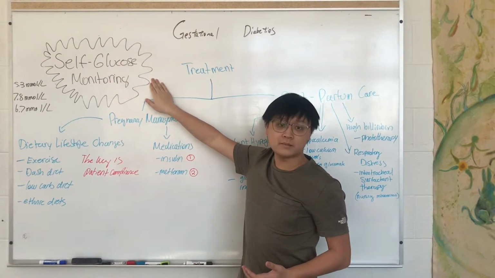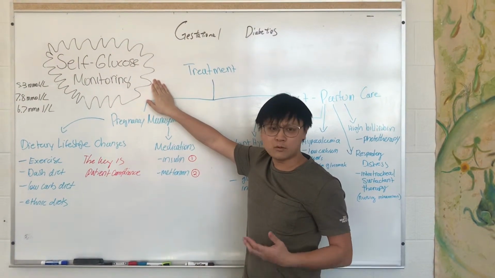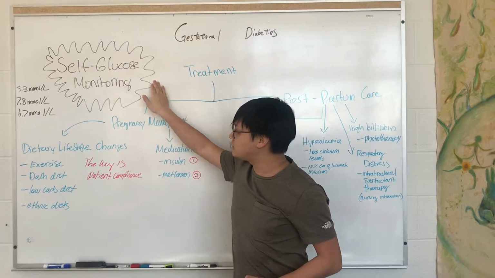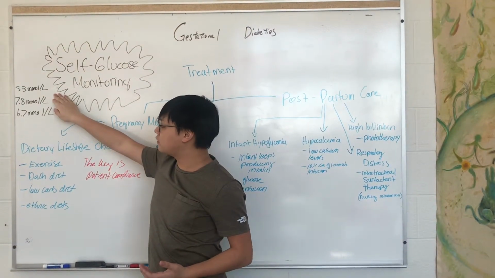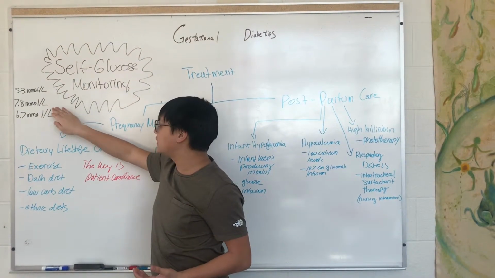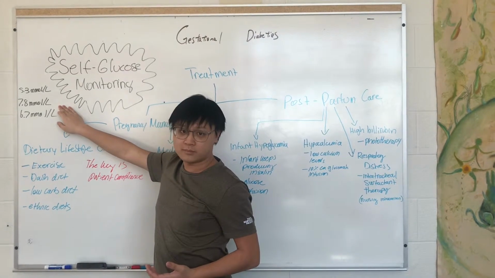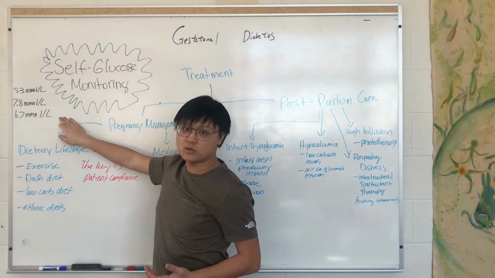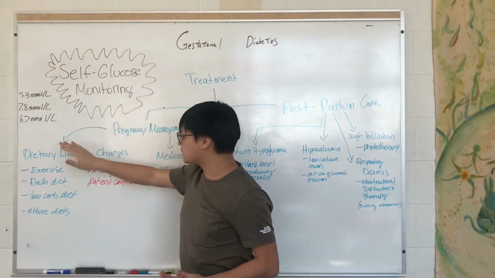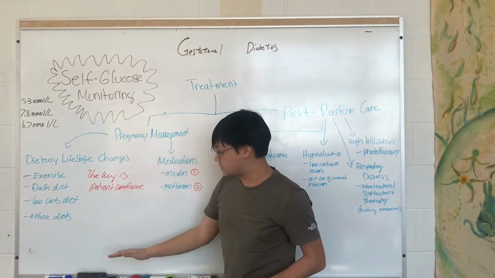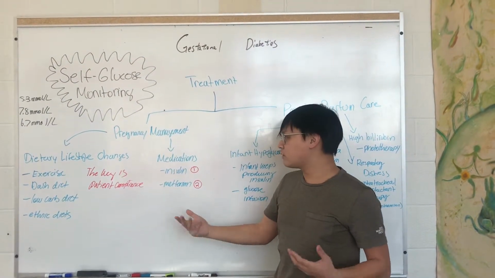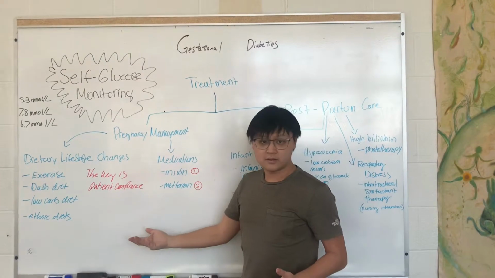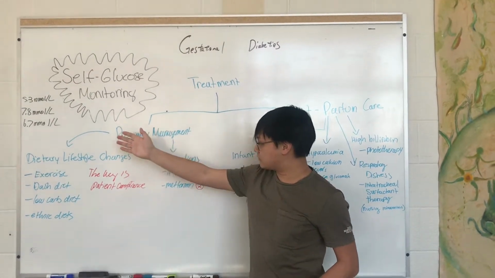So we want the mother to be checking her blood glucose levels about 4 to 7 times a day. And you want to achieve about a 5.3 millimolar per liter fasting blood glucose, 7.8 after a meal, and 6.7 2 hours after a meal. So these dietary and lifestyle changes are very hard. It's important that the patient complies with it. So as long as they meet those levels.